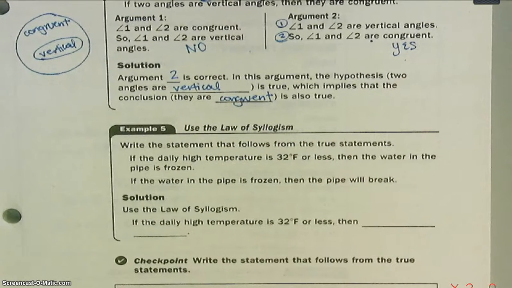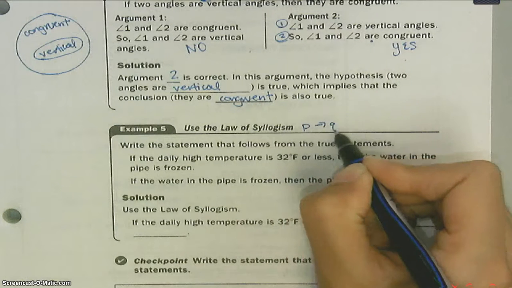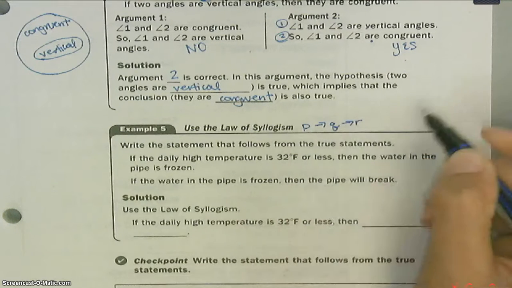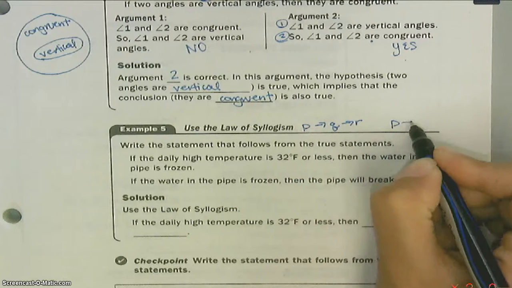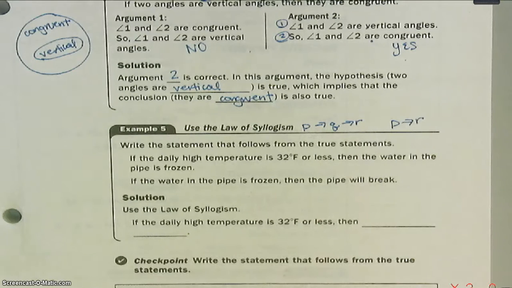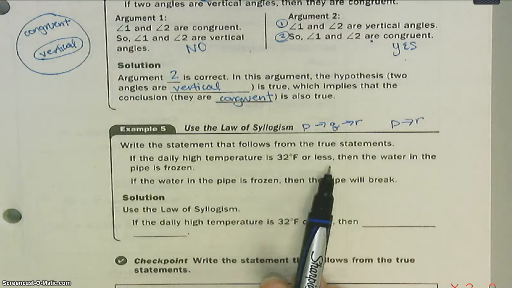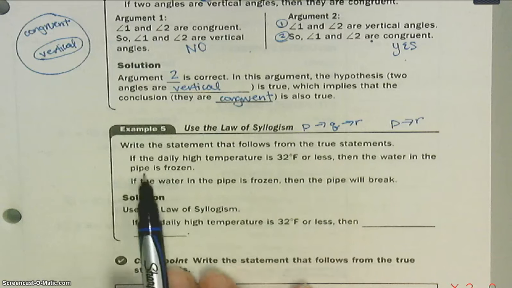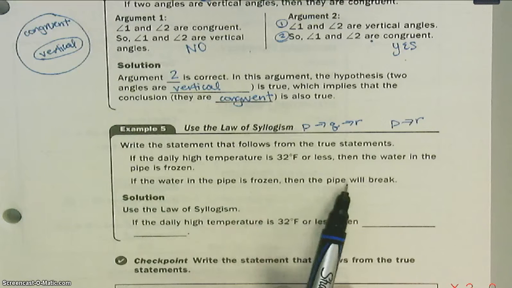All right, the law of syllogism is the one that cuts out the middleman. It cuts out that middle. If you remember, P goes to Q, and Q goes to R. Then we can just cut out the middle. We can just say P goes to R. So let's give an example here. If the daily high temperature is 32 degrees or less, then the water in the pipe is frozen. If the water in the pipe is frozen, then the pipe will break.